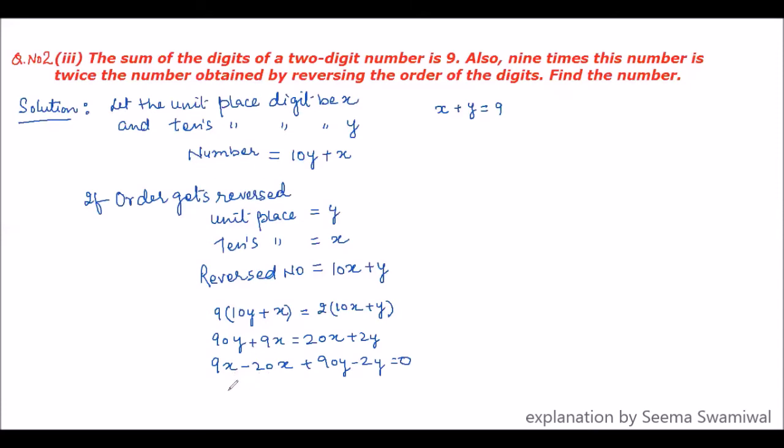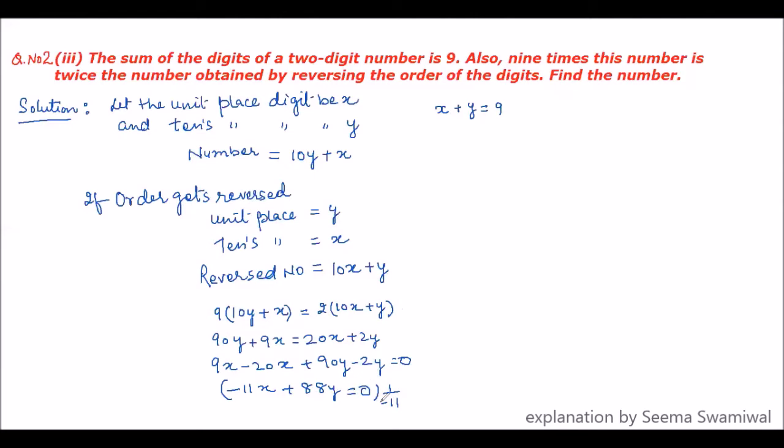So when you subtract, you will get minus 11x plus 88y is equal to 0. Now, to start with negative doesn't feel good, so let's multiply the whole equation by a negative sign. Clearly, both the coefficients are divisible by 88. So to simplify this equation, I divide the whole equation by minus 11.